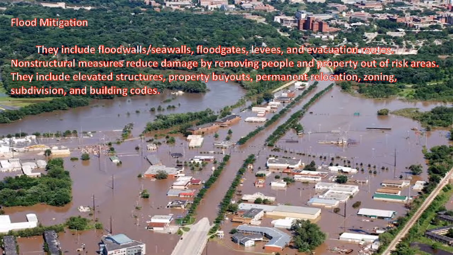So for the flood mitigation, they include flood walls, seawalls, floodgates, levees, and evacuation routes. Non-structural measures reduce damage by removing people and property out of risk areas. They include elevated structures, property buyouts, permanent relocation, zoning subdivision, and building codes.